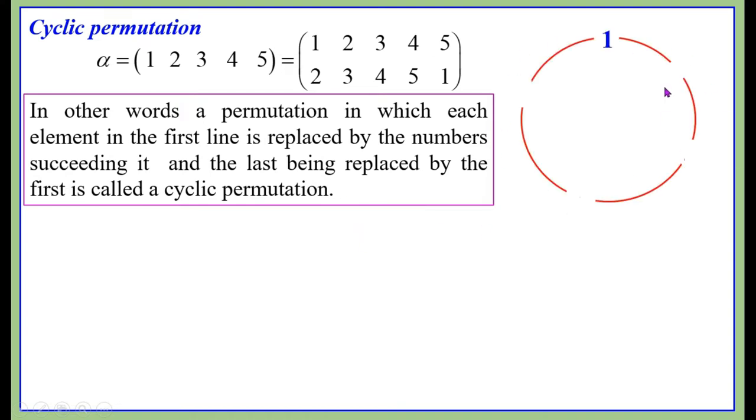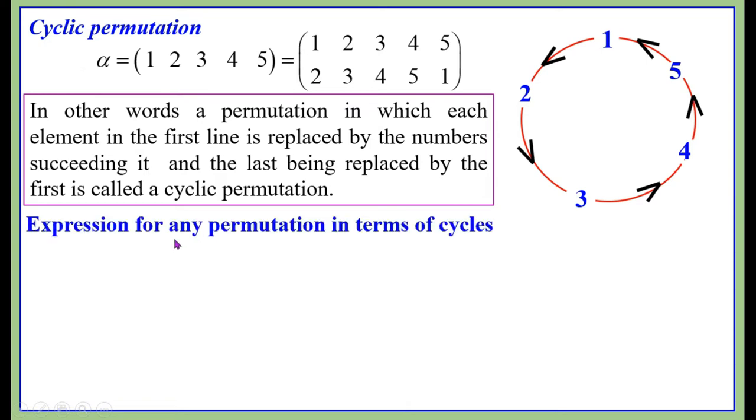If you consider the cycle, this is number 1, this 1 is replaced by 2, or 1 goes to 2, 2 goes to 3, 3 goes to 4, 4 goes to 5, 5 goes to 1, again 1 goes to 2. That is, 1 is replaced by 2, 2 is replaced by 3, 3 by 4, 4 by 5, 5 is replaced by 1. So this is in the form of a cycle and hence this permutation is known as a cyclic permutation.